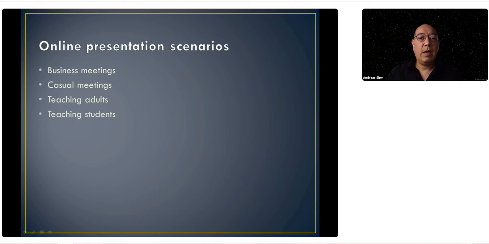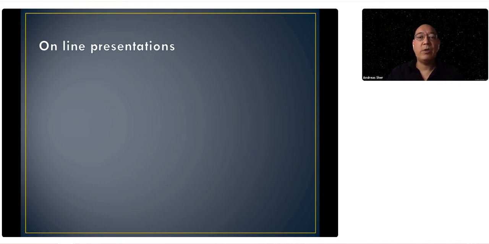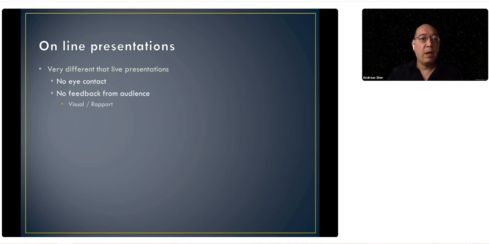So let's see what the difference is between an online presentation or an online meeting and a normal meeting. Of course, they're very different when you're teaching or presenting online. The major difference is that there is very little interaction with the audience in terms of eye contact. At the moment, I'm staring at a little dot at the top of my computer, and I really don't know how you guys are feeling. If you are bored, disinterested, or confused, I have no way to judge that. So there's no feedback from the audience, no way to get any visual feedback or rapport.